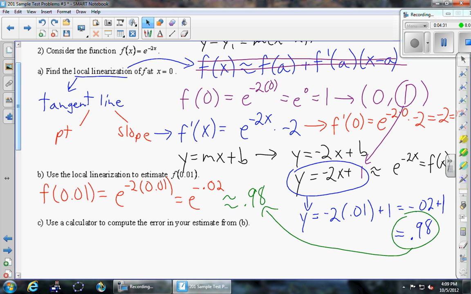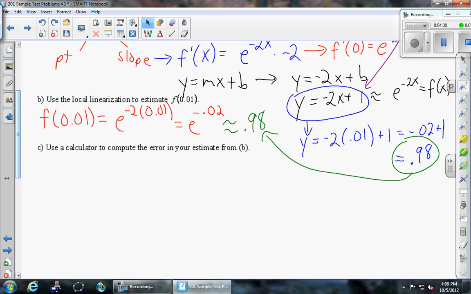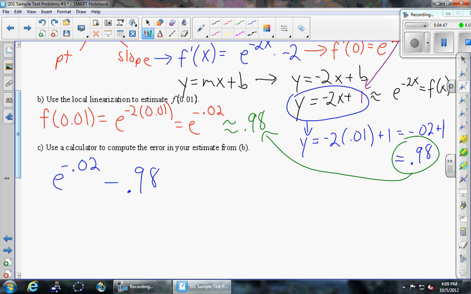So now in part C, it says use a calculator to compute the error in your estimate. So to find the error, what we should do is figure out what e to the negative 0.02 is from the calculator, and then subtract off our approximation, which is 0.98. So we'll type this into the calculator.